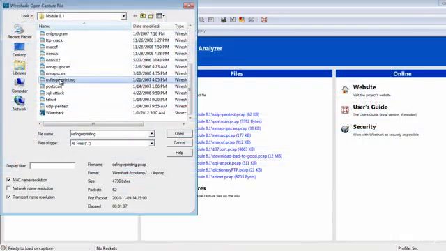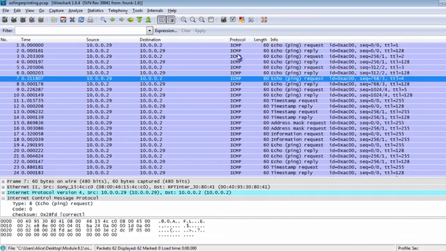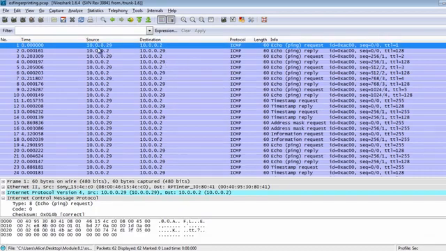Finally, let's see how you can identify a remote operating system. In this case, the ICMP protocol was used. We see the attacker's computer with IP 10.0.0.29 and the test computer with the address 10.0.0.2.